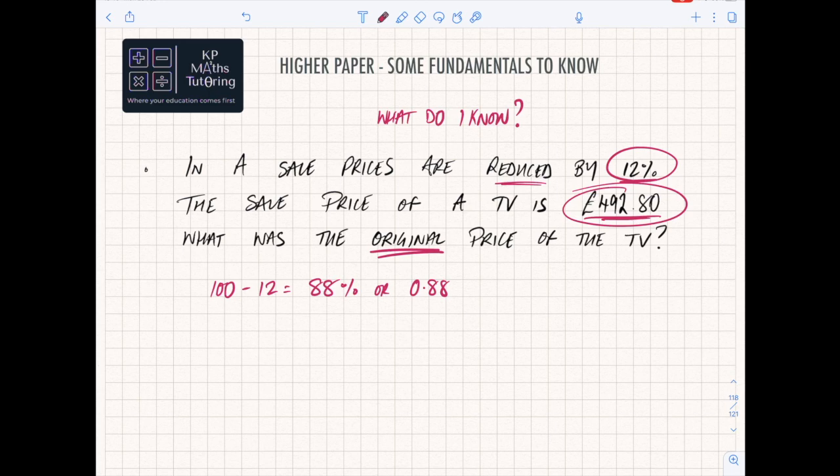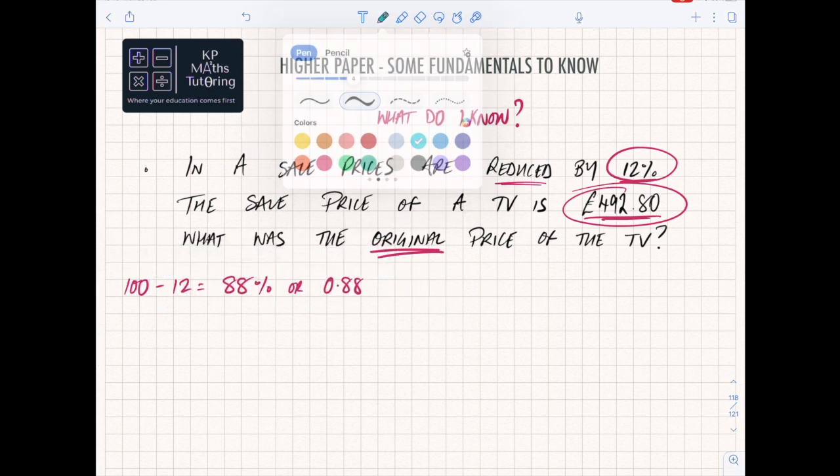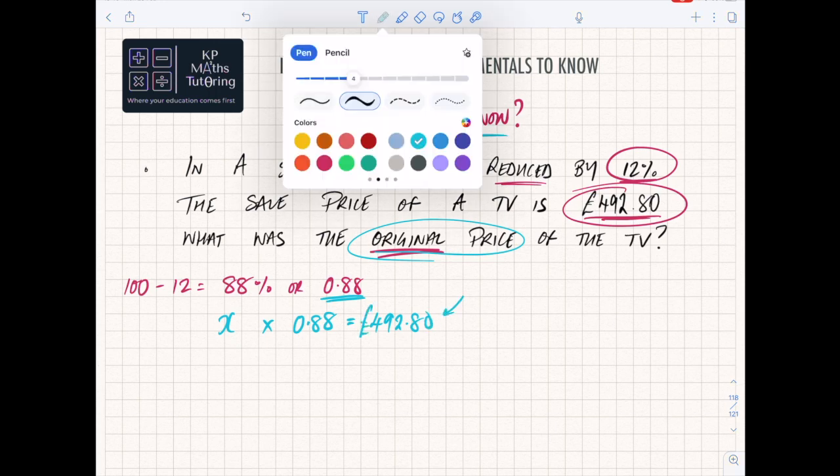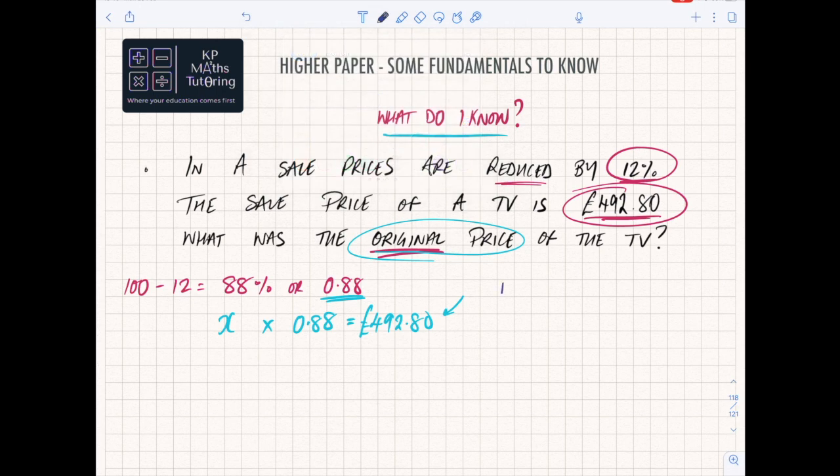I do know how much it's now been reduced by. So let's form an equation here again. Let's move this to the side. Form an equation. Do I know how much it started? No. So I can call that x. That's the original price. What I do know is it's been multiplied by the single multiplier of 0.88. And when it's been reduced by 12%, or times by 0.88, it ends up giving me £492.80. So this is what I know, okay? The second question I said to you is, what am I finding? So what am I finding?